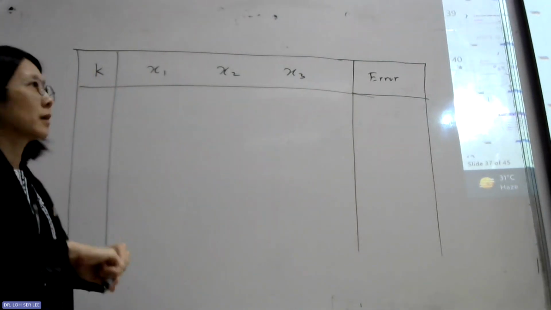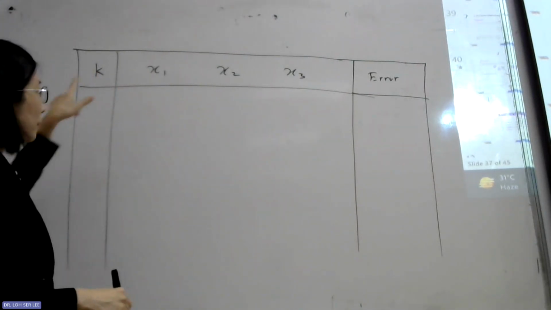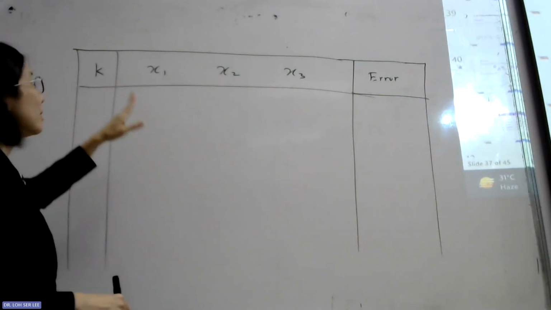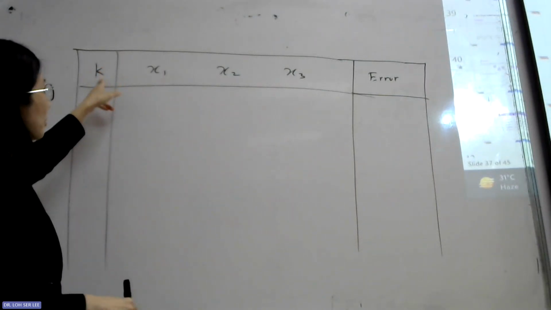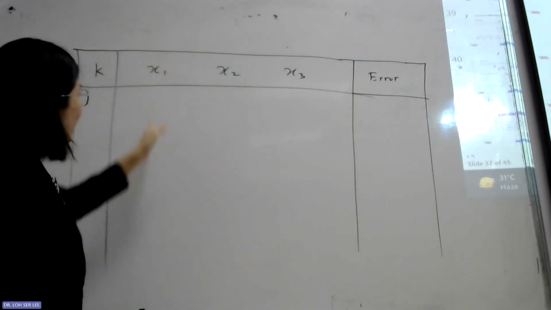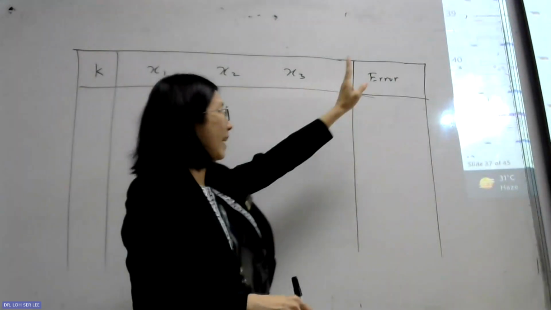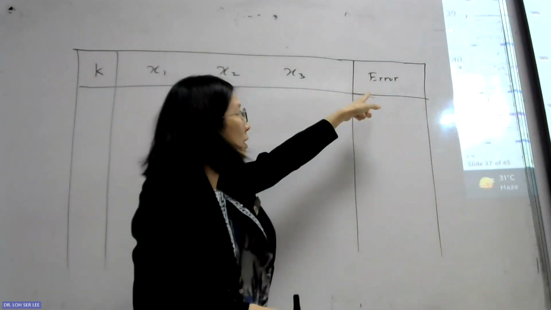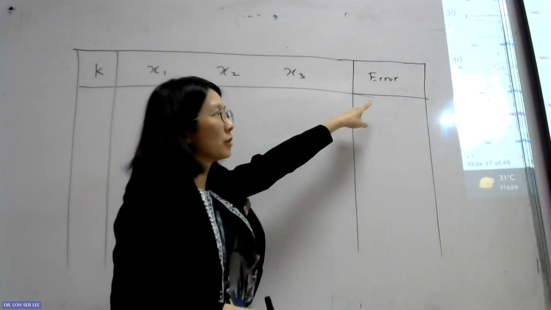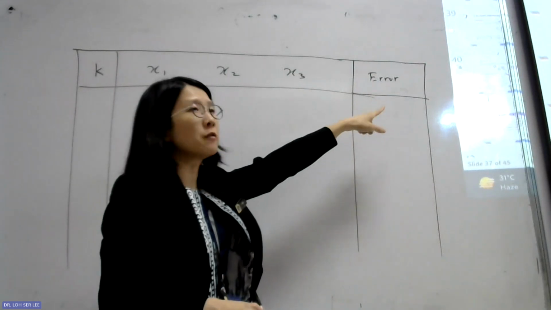Now look at the whiteboard. You will need to form a table, something like this. This is for the iteration, x1, x2, x3, and the error. The error refers to the infinity norm.